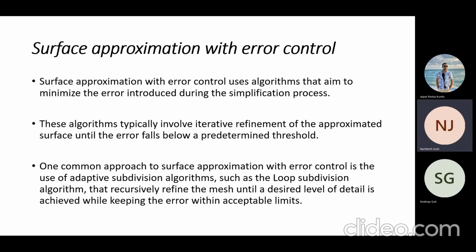Surface approximation with error control uses algorithms that aim to minimize the error introduced during the simplification process. These algorithms typically involve iterative refinement of the approximated surface until the error falls below a predetermined threshold. One common approach is the use of adaptive subdivision algorithms, such as loop subdivision, which recursively refine the mesh until a desired level of detail is achieved while keeping the error within acceptable limits.